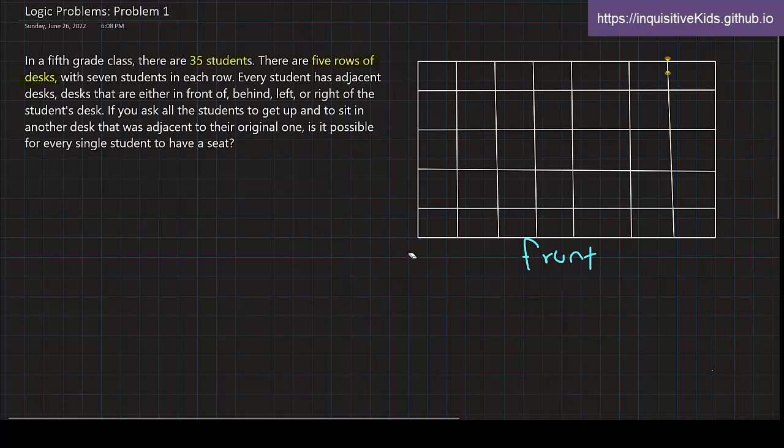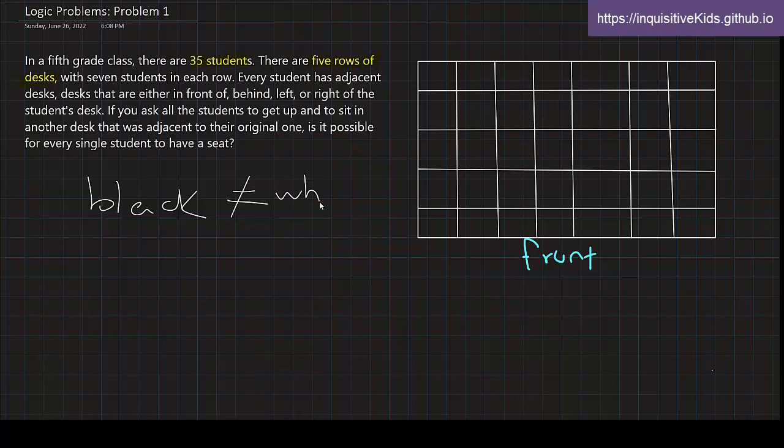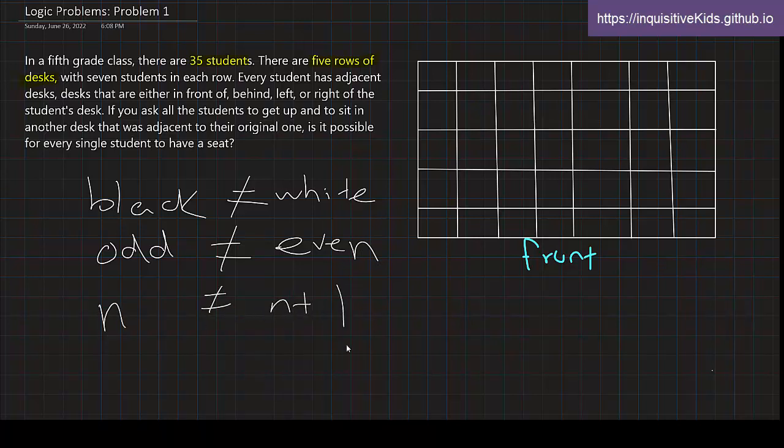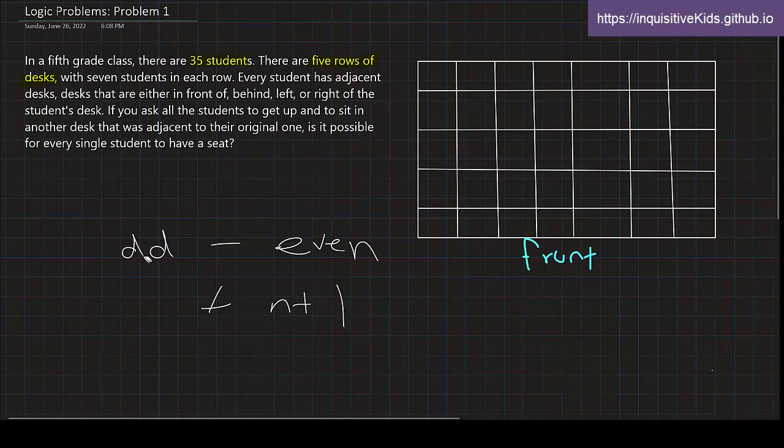Now, I'm first going to go over 3 inequalities that we need to know for this series. So the first is black. The color black does not equal white. We need to know that odd does not equal even. And we need to know that n does not equal n plus 1. Now you might be thinking, well, isn't that just obvious? Black isn't white, odd isn't even, n is not itself plus 1. Well, you'll see why this is so important later on as we start looking at the problems.